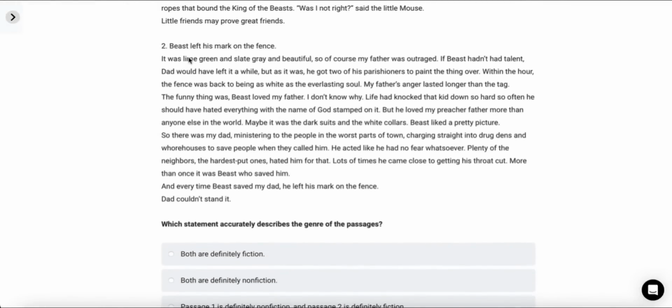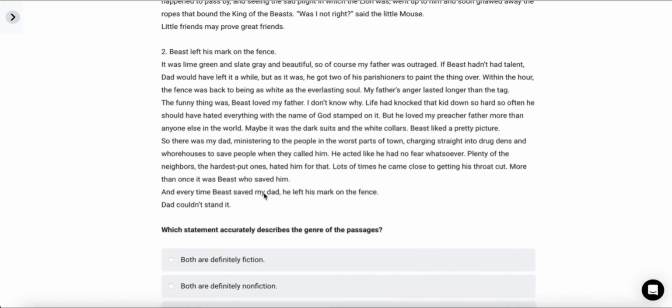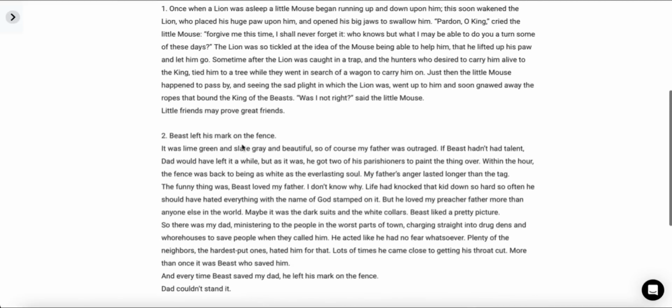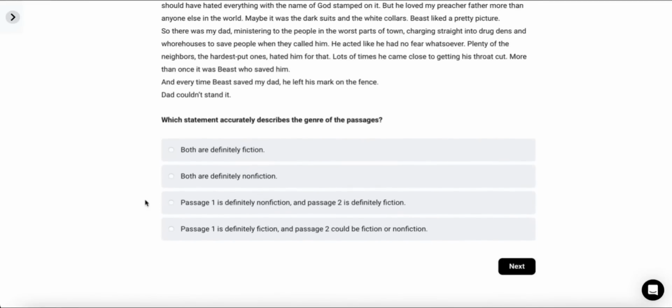The second text here talks about a person whose father is a priest or a preacher. There's nothing that is spoken about in this text that leads to thinking that it would be impossible to happen in real life. So we don't know if this story is fictional or not. So the first text is definitely fiction, and the second may or may not be. Therefore, the correct answer is the last one. Passage 1 is definitely fiction, and passage 2 could be fiction or nonfiction.